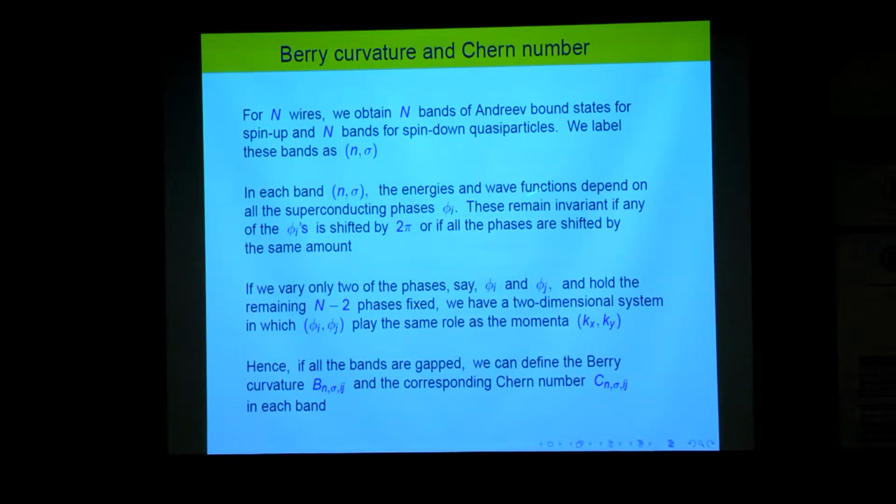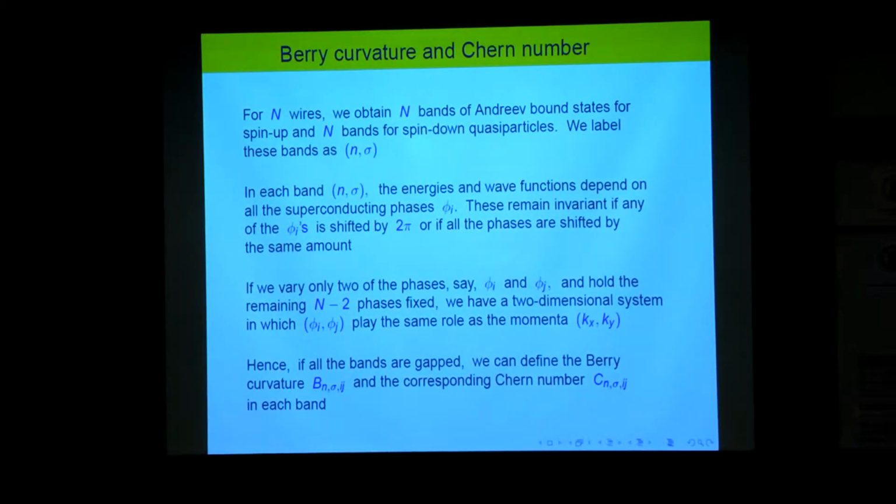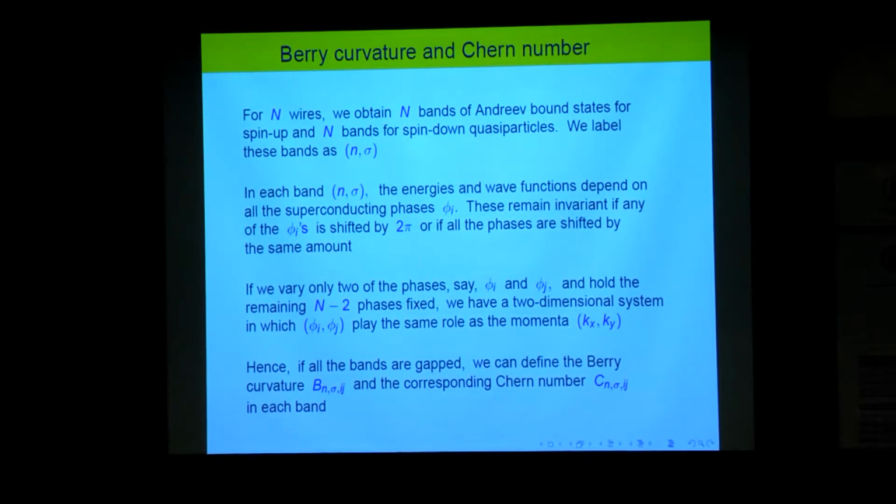Now in each band, these are some general properties. The energy and wave functions of course depend on the superconducting phases, but they remain invariant if any of the phases is shifted by 2 pi, right? Because if you change the superconducting pairing phase by 2 pi, nothing should happen. Also, if all the phases are shifted by the same amount, then again nothing will change, because that's just a global redefinition of the superconducting phases.